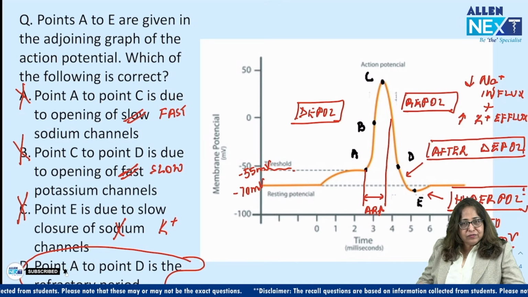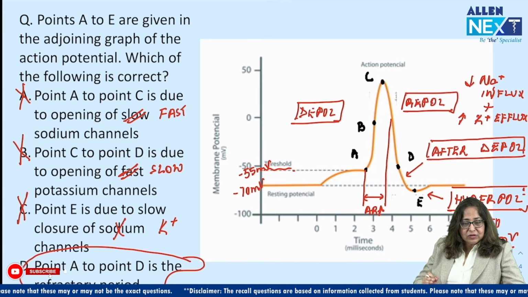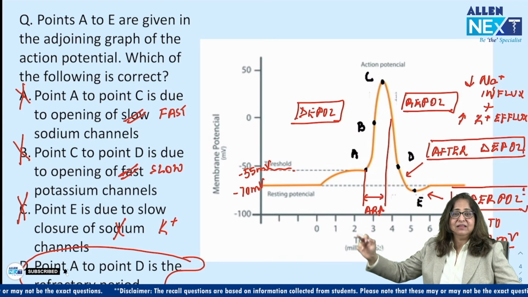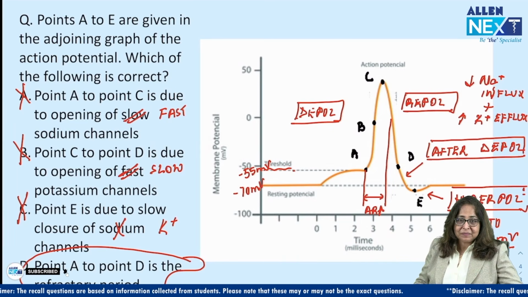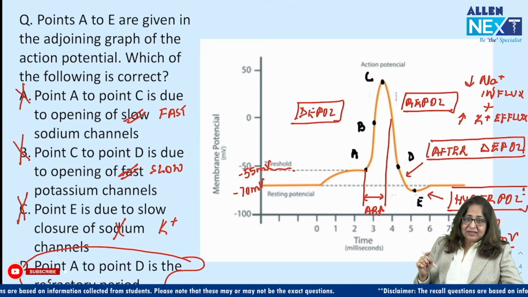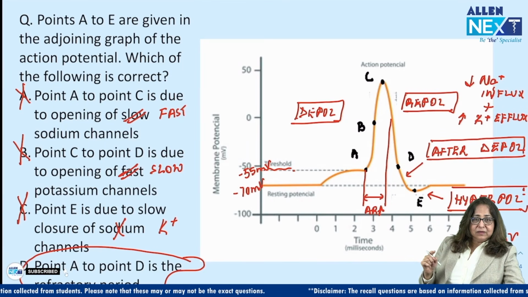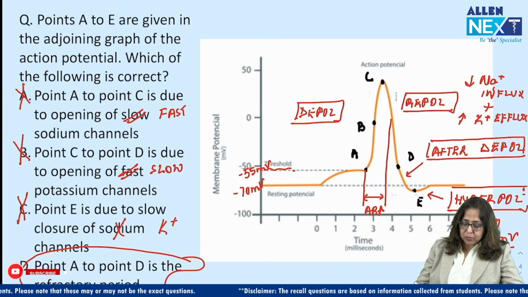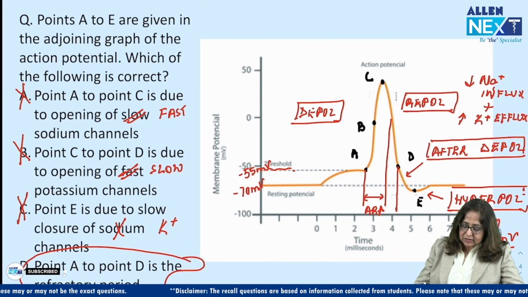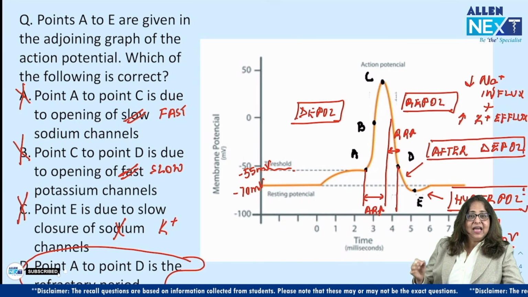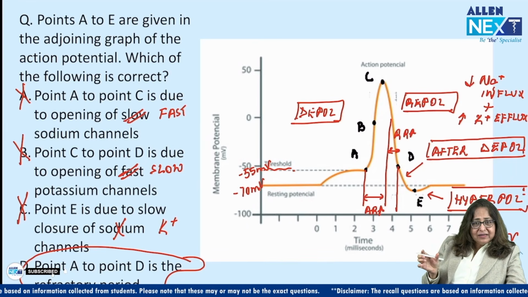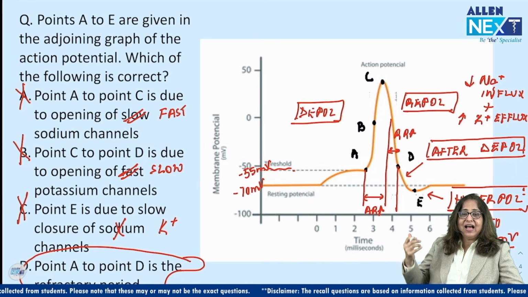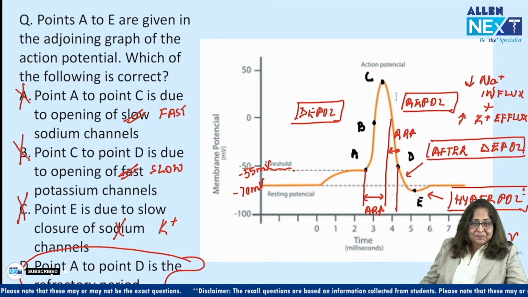So during the absolute refractory period, if I give another stimulus, I will not get another action potential, irrespective of the strength of the stimulus. Then there is a relative refractory period. The relative refractory period is from repolarization 1/3 complete till the start of the after depolarization phase. In the relative refractory period, if I increase the strength of the stimulus, I will get another action potential.